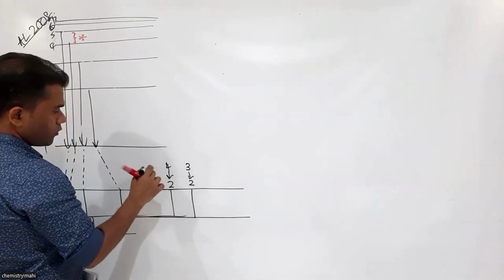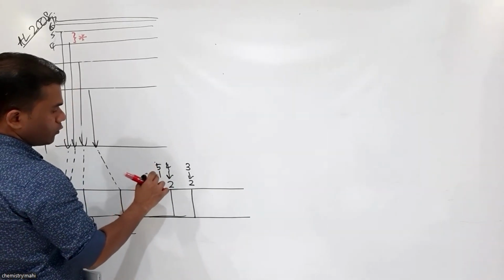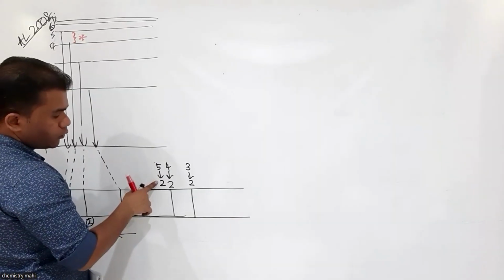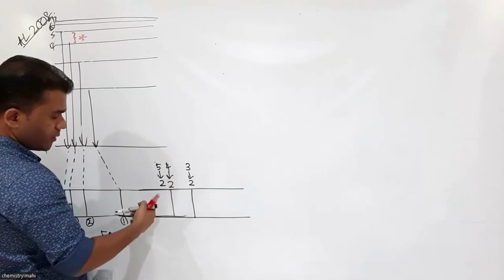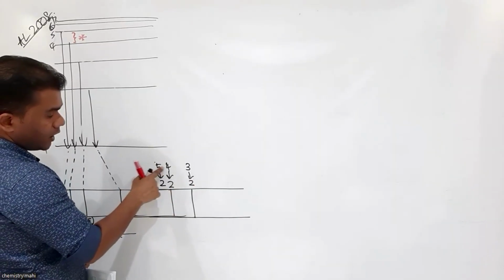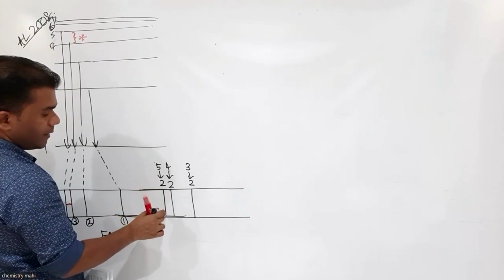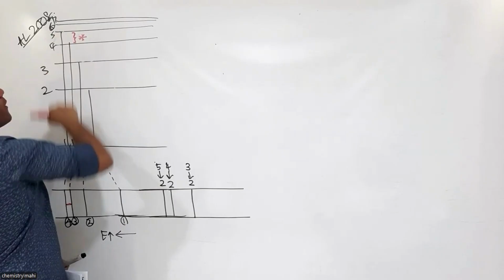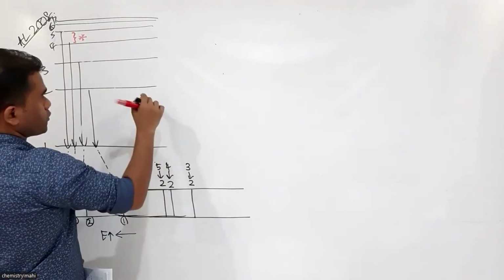Then I go to this one, next 5 to 2. The 5 to 2 transition emits more energy. It should be on the left hand side. But what about the gap? Now that gap should be similar to 4 and 5. That's what they asked me, 4 and 5. I can draw this and show you if it is difficult.